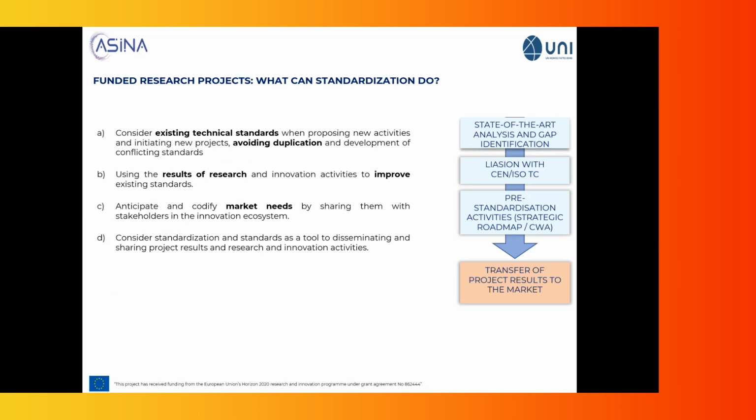So when we draft a proposal, before the project starts, we consider the existing technical standards to avoid duplication and to identify the best standards that suit the topic of the project. We also promote a relationship between the research partners, the consortium, and the technical committee. We call this agreement the liaison agreement, in order to promote the research to the technical committee dealing with the focus of the project. This is the case of ASINA on nanotechnology. A lot of times we interface with the CEN technical committee on nanotechnology to show what we have done in the project, and I will show you in the next slide.